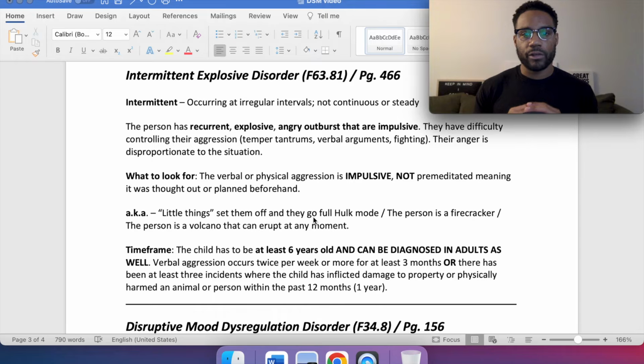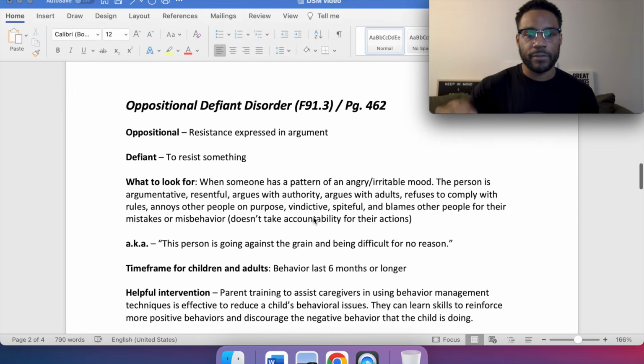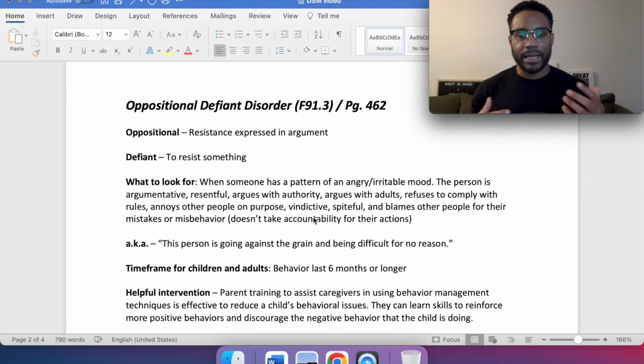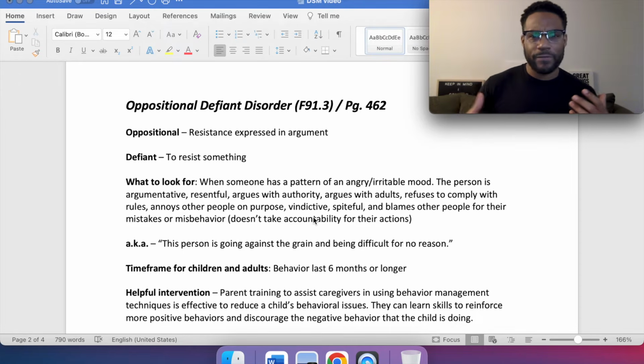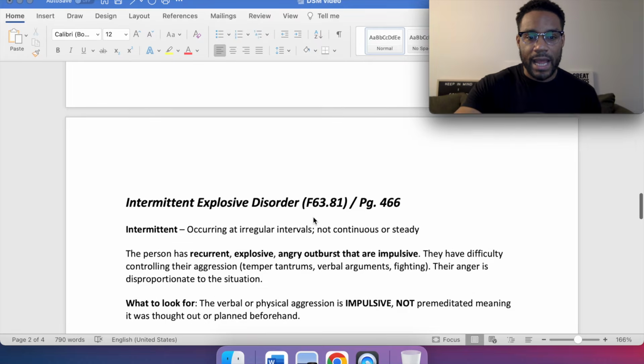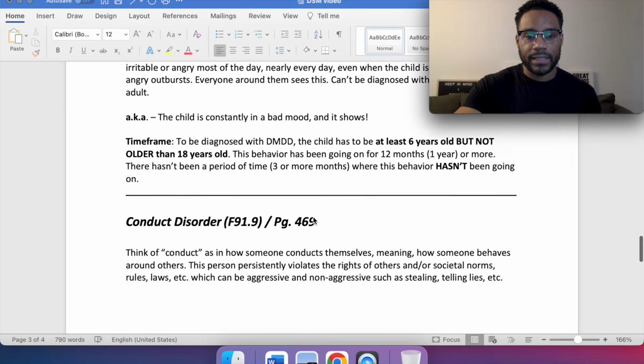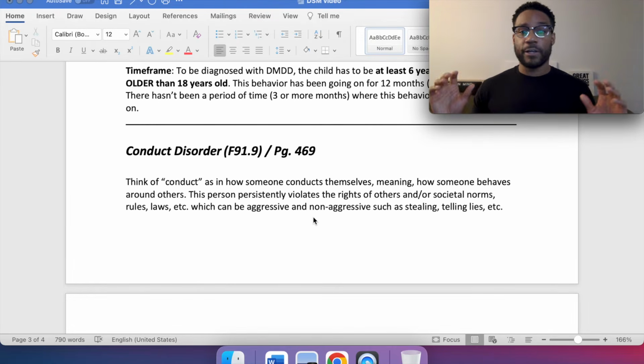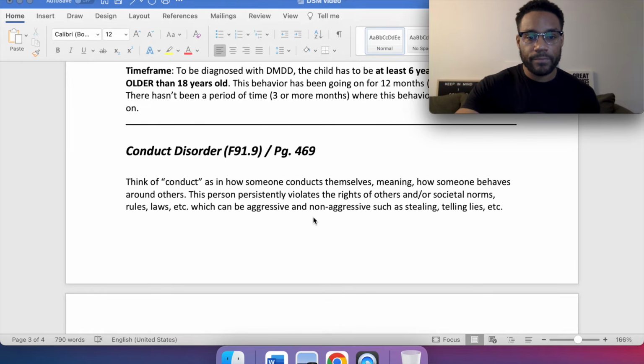Intermittent explosive disorder, it's very impulsive. It's random, right? Short fuse, going full hawk mode. Oppositional defiant disorder, bucking back against the system, authority figures, and everything. When we go to conduct disorder, you're wreaking havoc on society. And again, this is for children.